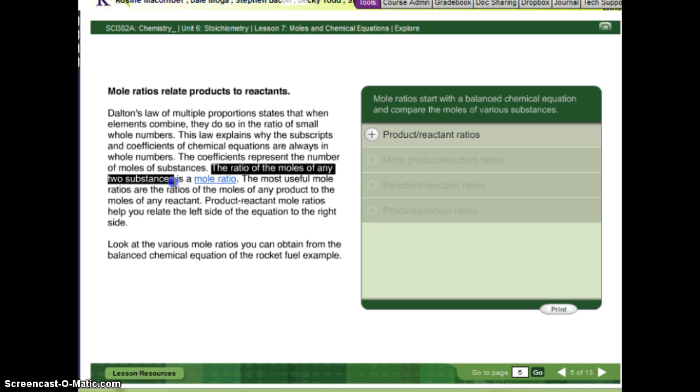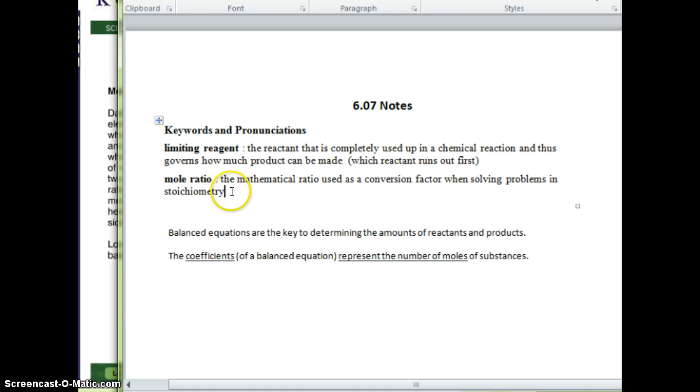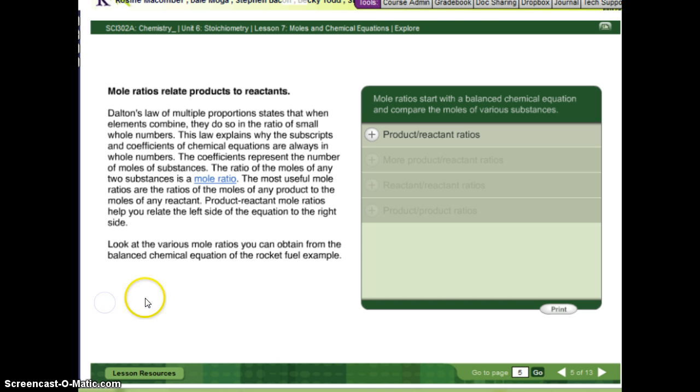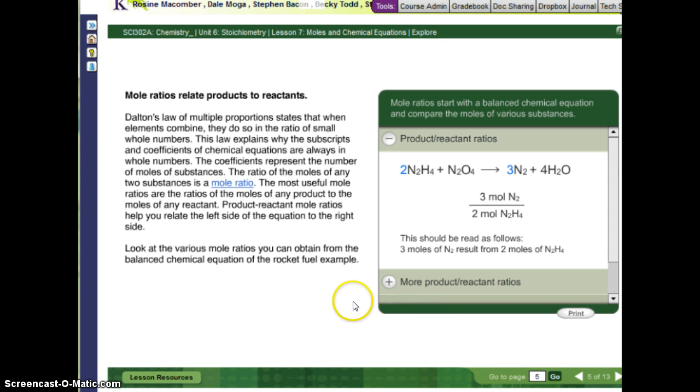Or, let's add our definition that helps us out a little bit more than that one: the ratio of the moles of any two substances. All right, let's go ahead and look at some problems. Now, those of you that watched the Unit 6 lab recording may remember that we talked about ratios, and that's what we're doing here.